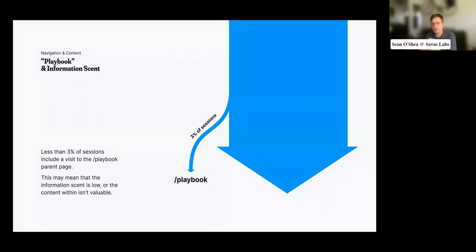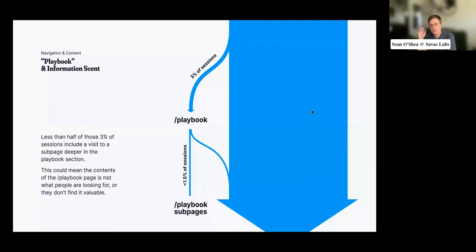So it's not page views, it's just a visit to the site. And of all of the visits to the site, only 3% touched on any of the sections or any of the pages within the playbook section, which definitely quickly confirmed that section was low traffic. But another thing we looked at is, of those sessions that went to that main playbook page, how many continued into deeper pages within that same section? And we've got 3% going into playbook, and then less than half of those even continuing deeper into those subpages.